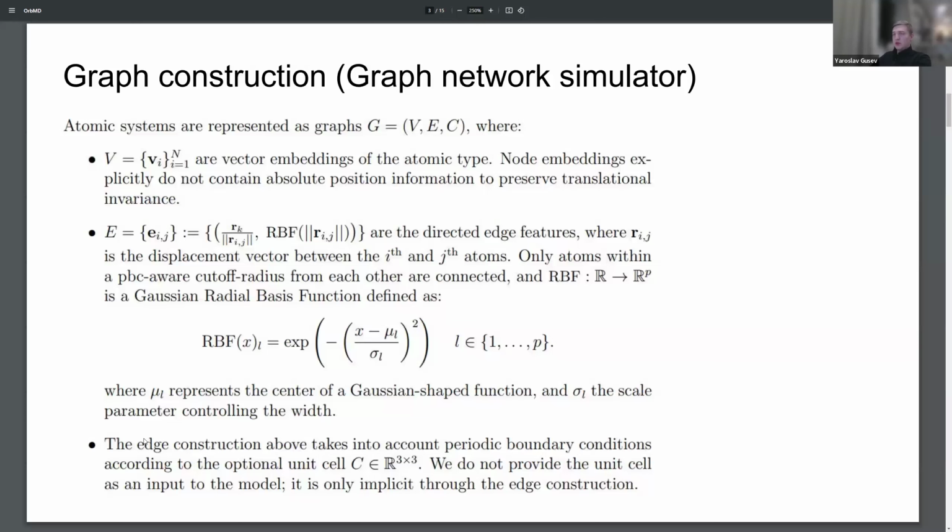And there's also one thing that is a part of this graph, but implicitly: the information about the cell. It is used to account for the periodic boundary conditions in order to compute this displacement vector from one particle to another. You just take the nearest image of neighboring particles every time. So this information about the cell implicitly contributes to the edge construction.